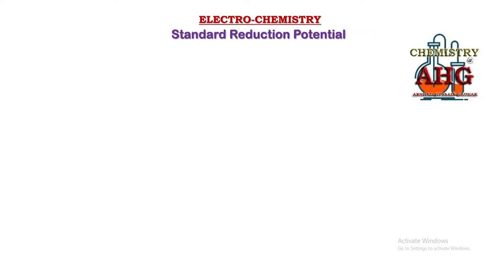Hi everyone, in this video we are going to discuss an application of standard reduction potential. With the help of standard reduction potential, how we can decide about the feasibility of a redox reaction. First of all, you must know what is a feasible reaction. Any reaction that can take place, that can occur, is known as a feasible reaction.